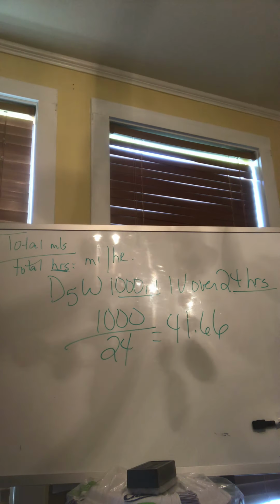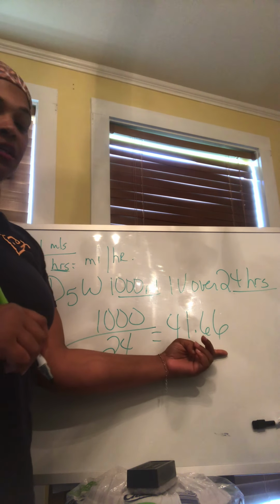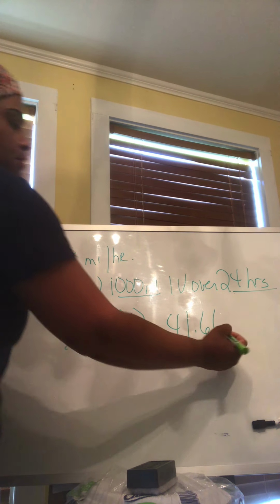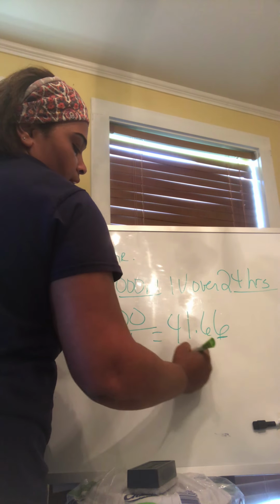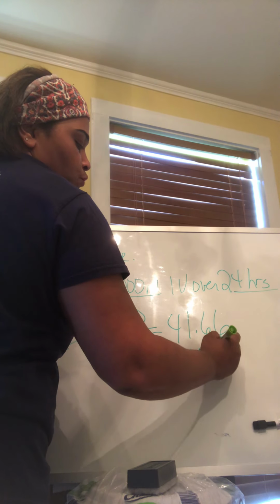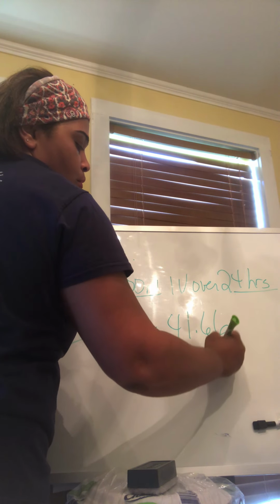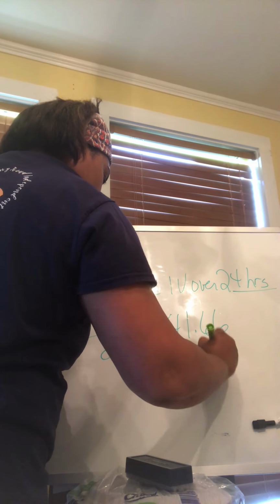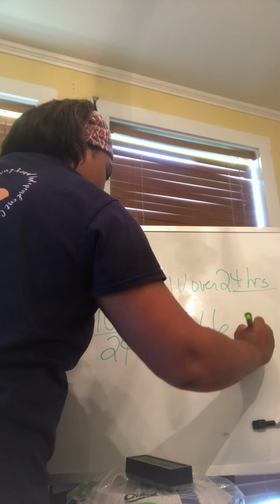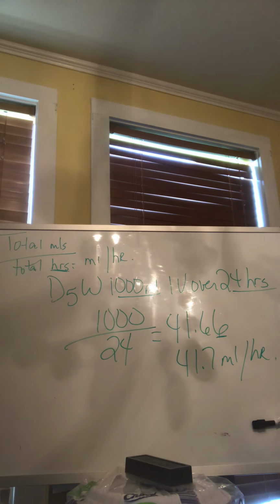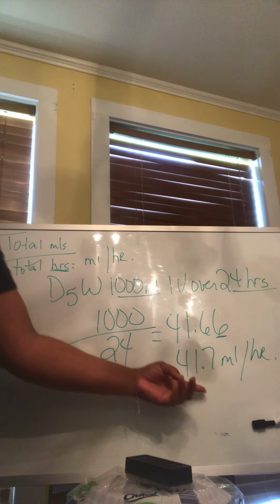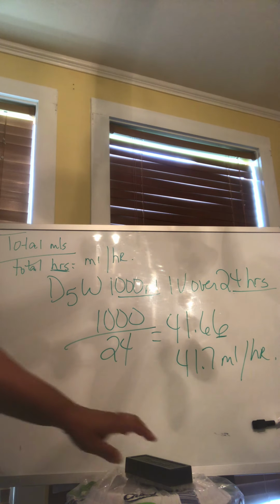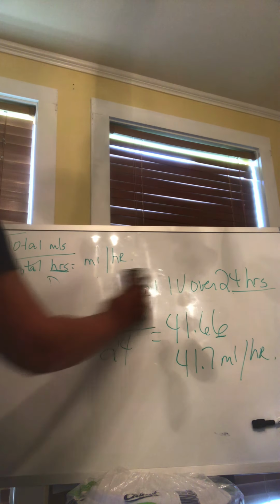41.66. Okay? With milliliters per hour, we need to round to the tenths. So we use the same method. So this 41.67 would be 41.7 milliliters per hour. Okay? 41.7 milliliters per hour is our answer. Okay? Let's look at another question.